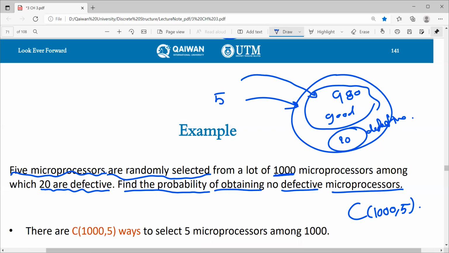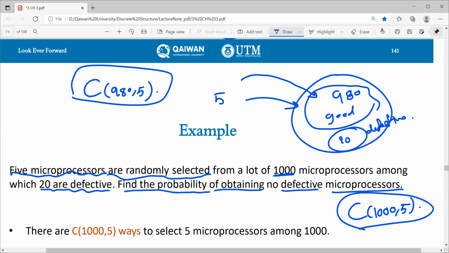That means we pick 5 from 980. So the combination of 980 and 5. Now, choosing this from this, we divide this by that.